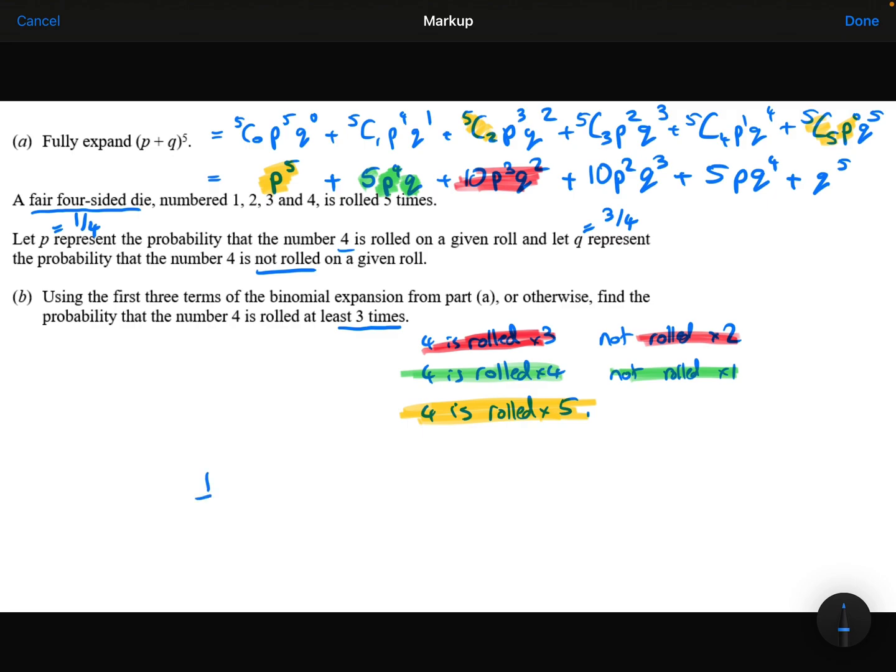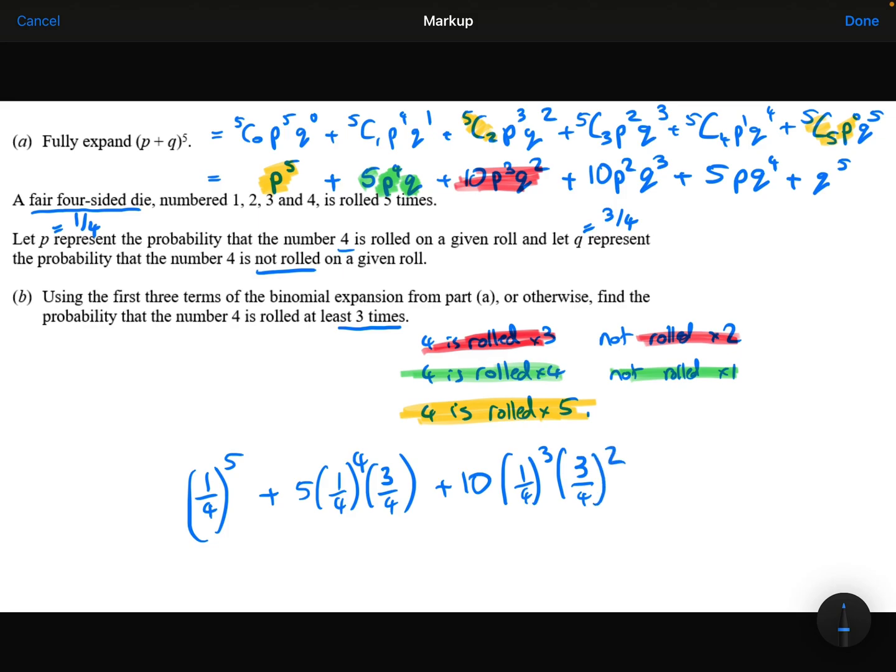So p to the power 5, remember p is a quarter. That's the probability of 4 being rolled 5 times. This is the probability of 4 being rolled 4 times and then not being rolled once. And then this is the probability of 4 being rolled 3 times and then not being rolled twice. And if we work all of that out, we will get as a fraction 53 over 512, and we're done.